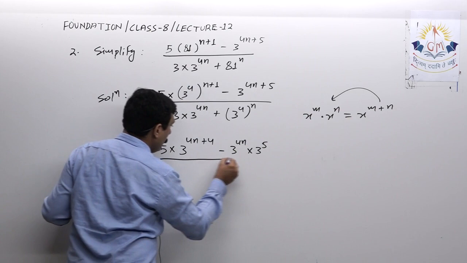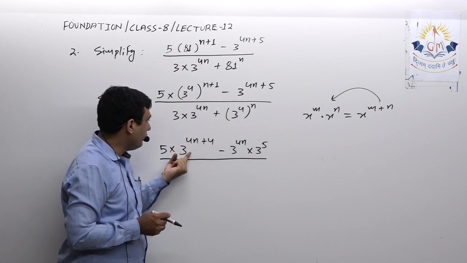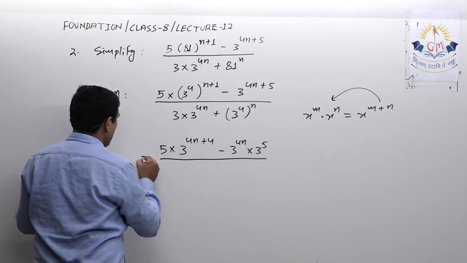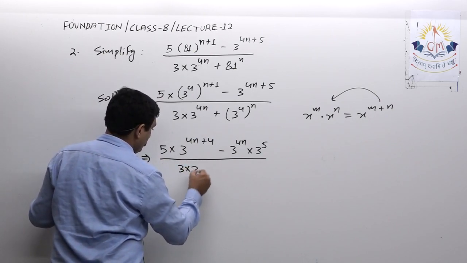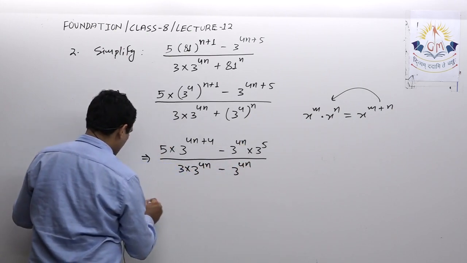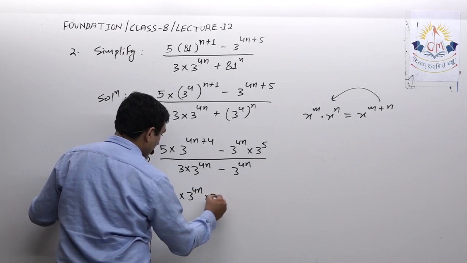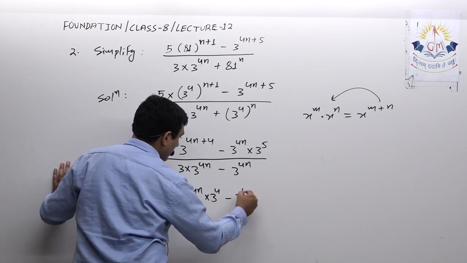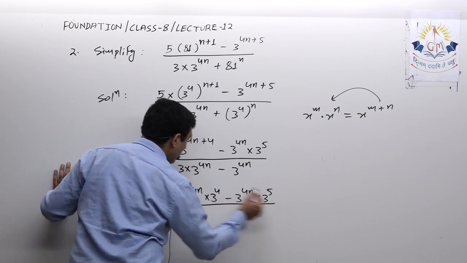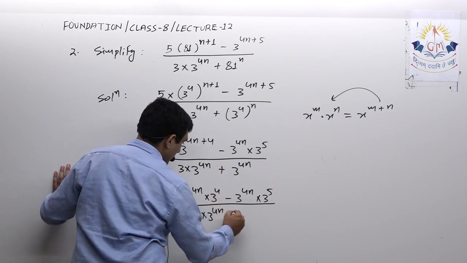Okay, and why am I doing so? Because you can see 3 raised to 4n is over here, 3 raised to 4n is over here, as well as over here, as well as over here. So take this 3 raised to 4n common. Here if I apply the power law, I will get 3 raised to 4n. Here again I can write 5 multiplied by 3 raised to 4n into 3 raised to 4, minus 3 raised to 4n multiplied by 3 raised to 5, divided by 3 multiplied by 3 raised to 4n plus 3 raised to 4n.